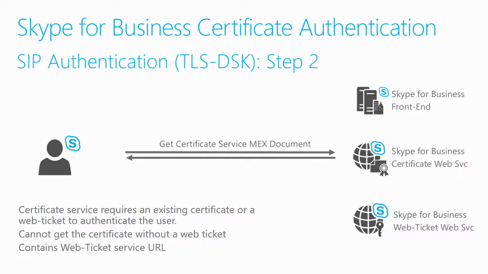So we are not signed in yet, but we know now where we can find more information from the certificate web service. And this is where we're going to connect to get the MEX document, the Metadata Exchange document, so that we understand what the certificate web service is expecting from us. And at this time, we cannot get a certificate, because for the certificate, we need to have first a web ticket. So basically, we need to authenticate against the certificate web service so that we can prove we should get a certificate. And the only way we can do that is getting the web ticket.